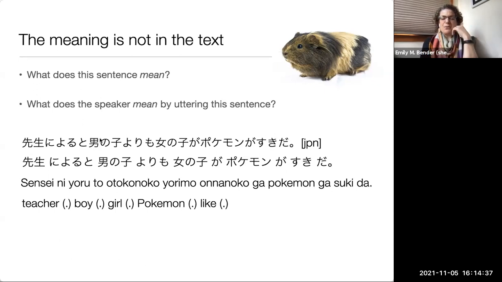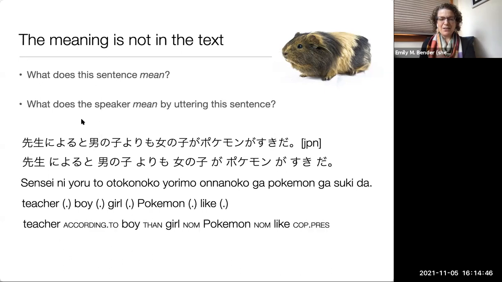How about I give you glosses of the content words, but not the function words? Do you know what the sentence means yet? Still not there? What if I gloss the function words?